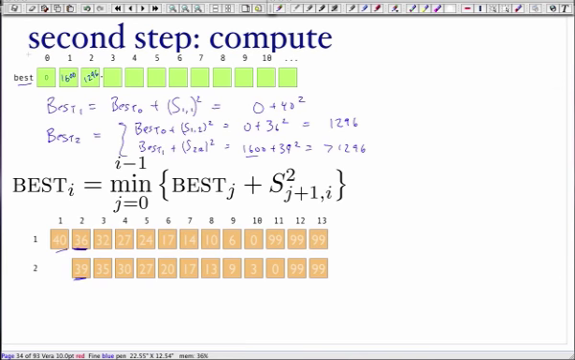Spend a minute with your partner computing best 3. First of all, best 3 is going to be the minimum of 3 numbers. What are those 3 numbers? Spend 2 minutes computing those 3 numbers, please. And then tell them to me.